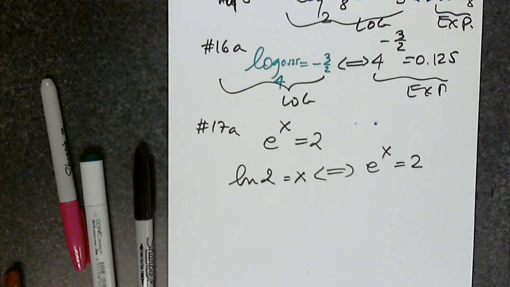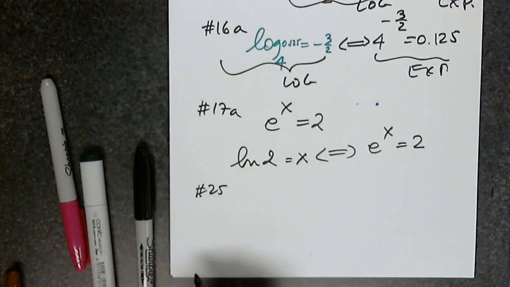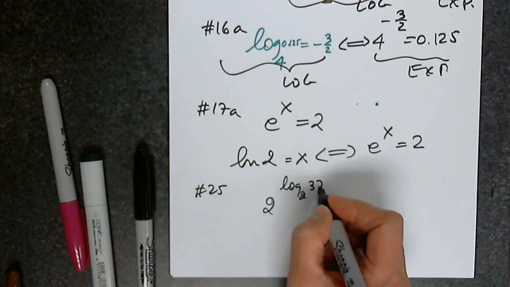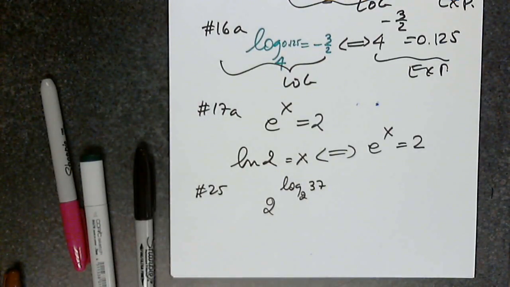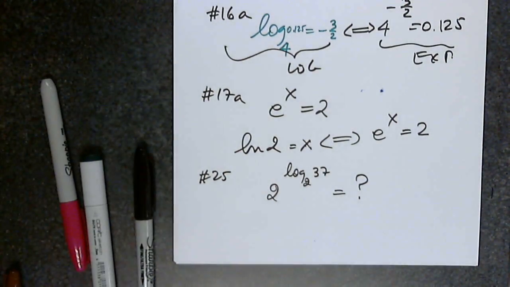I would like to evaluate an expression. Please choose 19 through 28. Yes, now we can talk about that. So 25, we have 2 raised to log base 2 of 37. It says evaluate the expression. We don't know what this is. Okay?